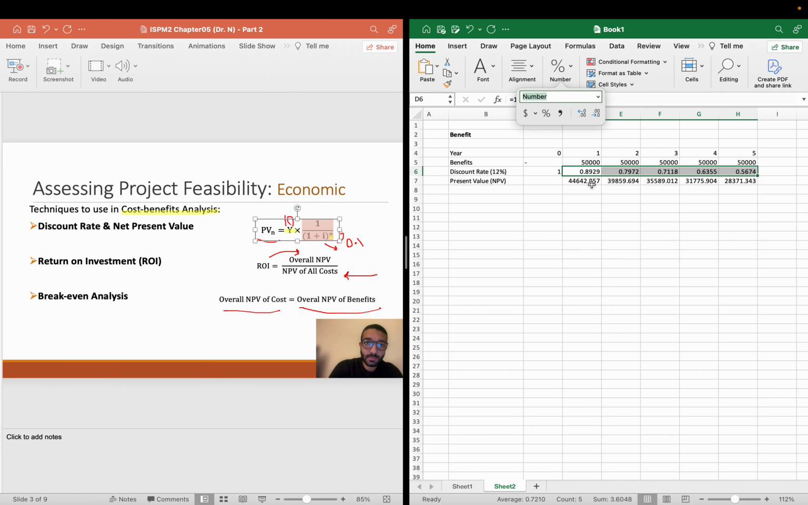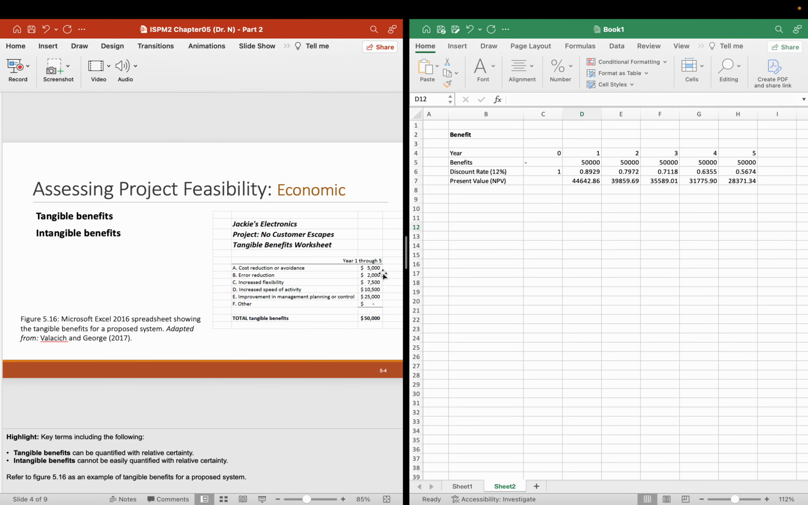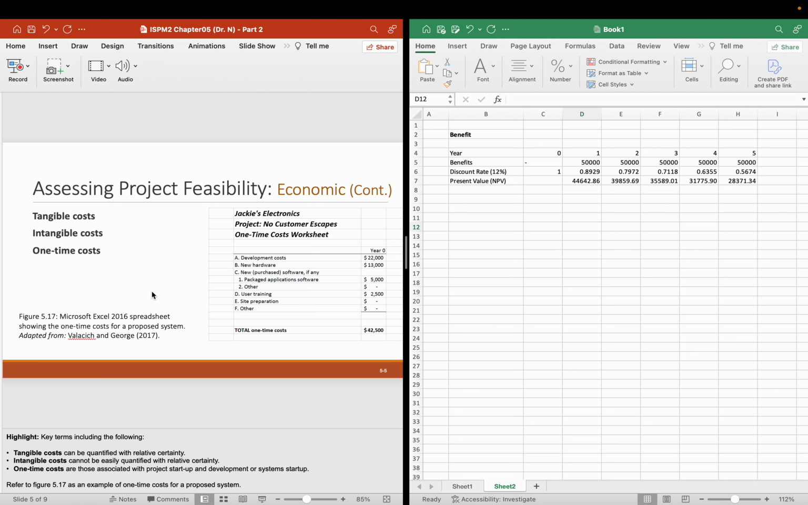Maybe 4 decimals would be enough. And also here, maybe just 2 decimals would be enough. So here, we have the net present value for all of the benefits. So this is the first piece of information that we wanted to process. Let's go for the second one.